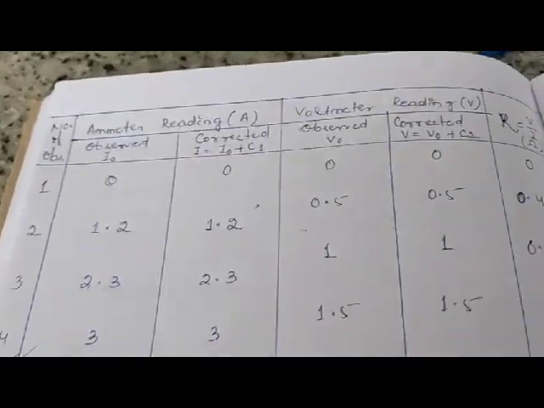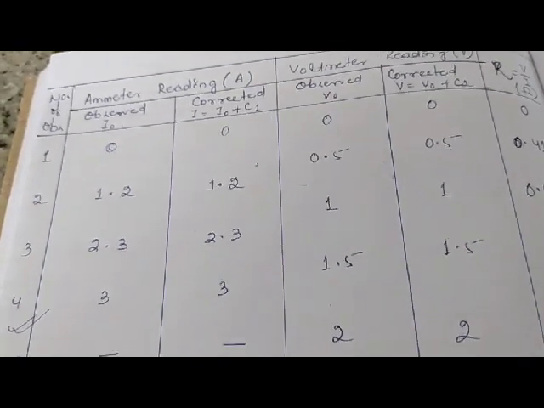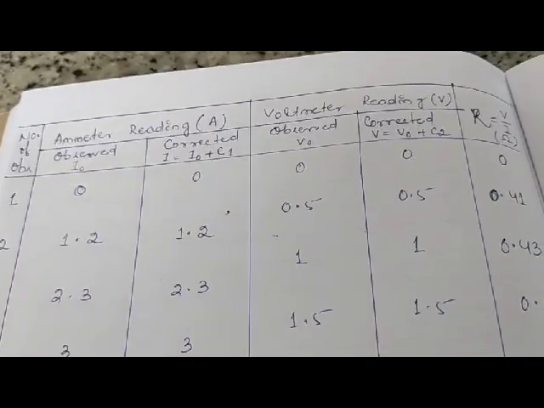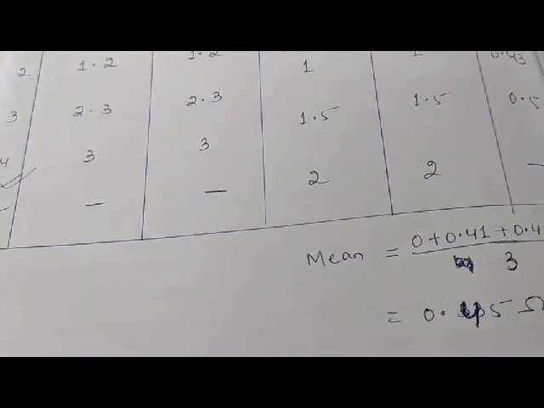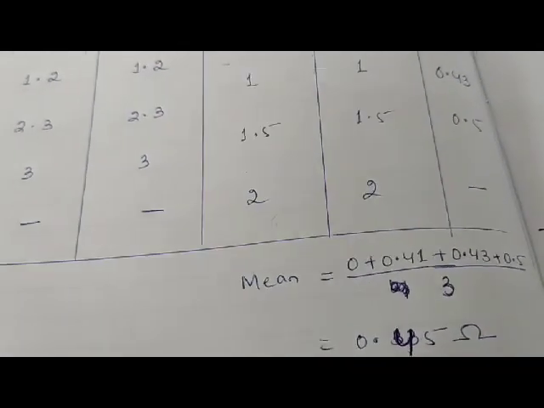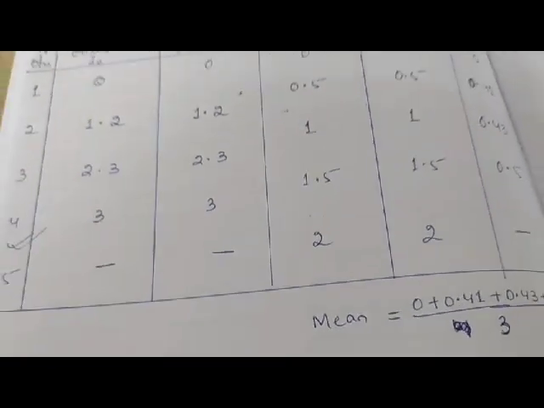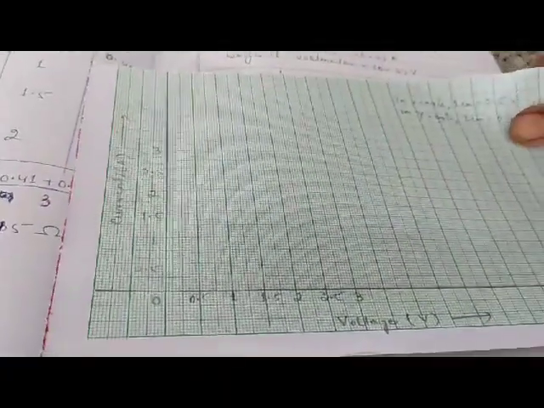So students, since we have observed 4 values for resistance and out of the 4, 1 is giving us 0 value, so we will take the mean for 3 readings so that we will get the value of mean resistance as 0.45 ohm. After this we have to draw the graph or a plot, that is voltage versus current. So here I have already taken the scale.